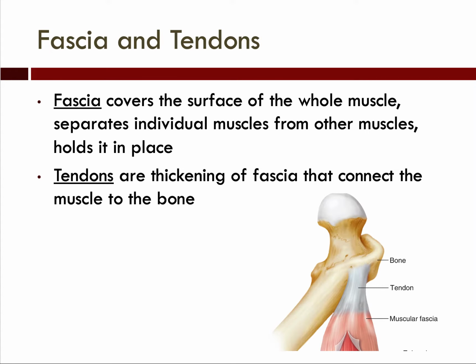So the first thing we have are fascia and tendons. Tendons are what actually attach the muscle to the bone. Tendons are a thickening of this connective tissue fascia, and it's just the end of it. So the fascia itself is a thin connective tissue membrane that covers the surface of the whole muscle and is going to separate individual muscles from other muscles. So each muscle is kind of saran wrapped, for lack of a better explanation, and the ends of this saran wrap fascia are tendons. These tendons will attach this muscle to the bone.